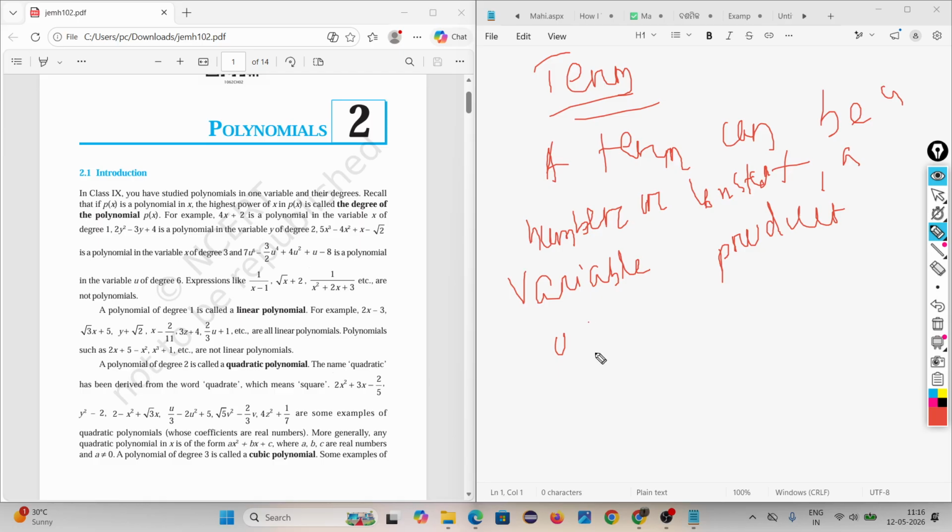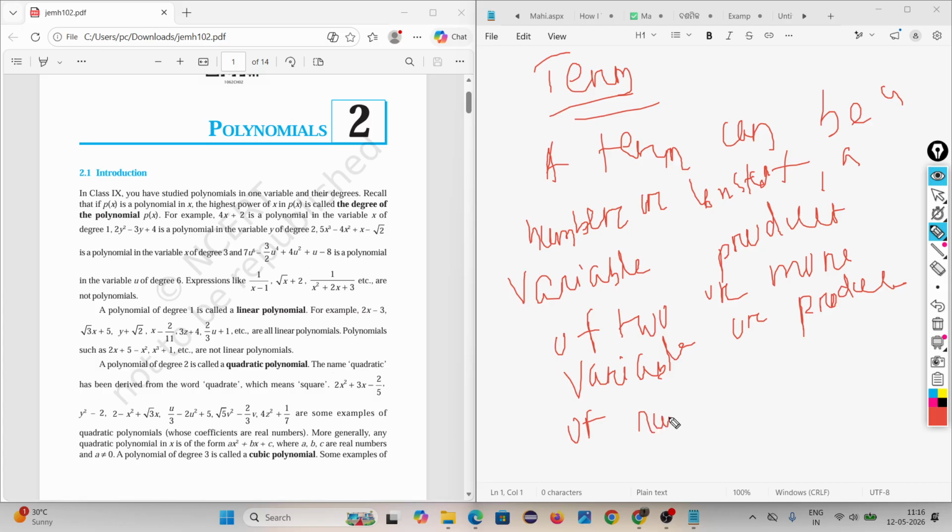a product of two or more variables, or a product of a number and a variable.